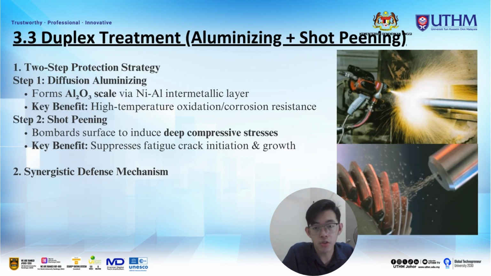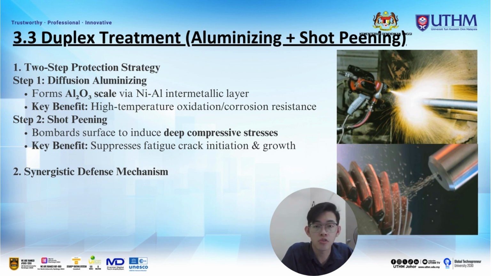So the third surface engineering solution is duplex surface treatment, aluminizing and shot peening. Step one is diffusion aluminizing, which forms the Al2O3 scale through the NiAl intermetallic layer. The benefit is high temperature oxidation and corrosion resistance. The second step is shot peening, which bombards the surface to induce deep compressive stress, and the benefit is suppressing fatigue crack initiation and growth.